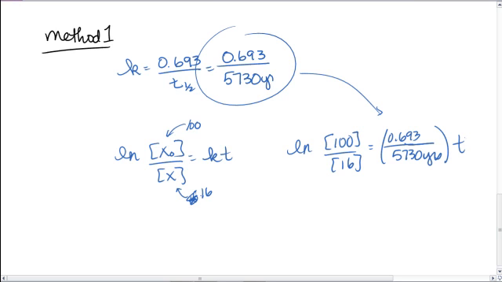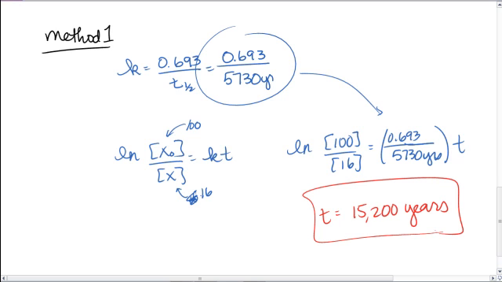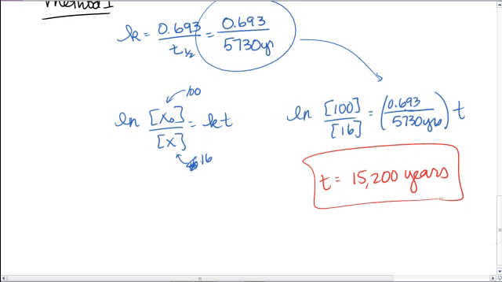times t. And if you solve for t, you get 15,200 years. So that's one way to get an answer to the question.